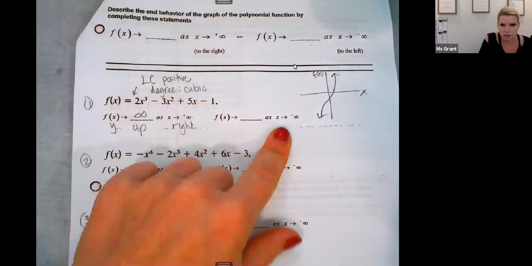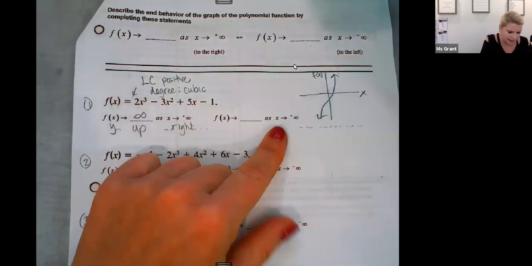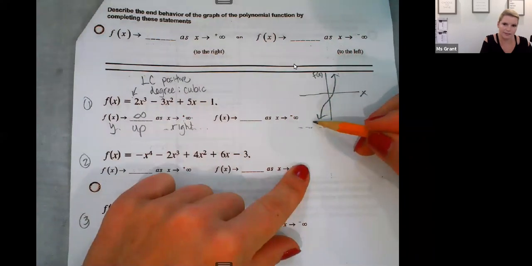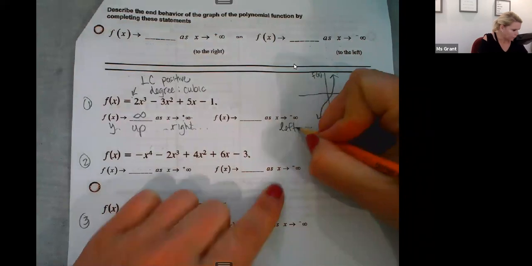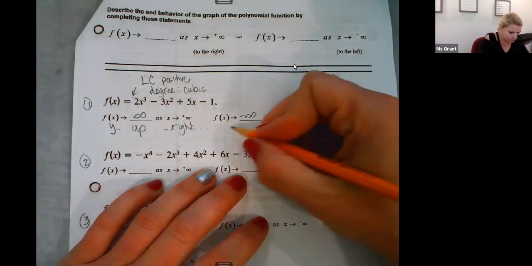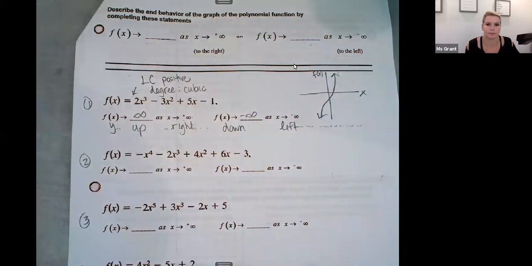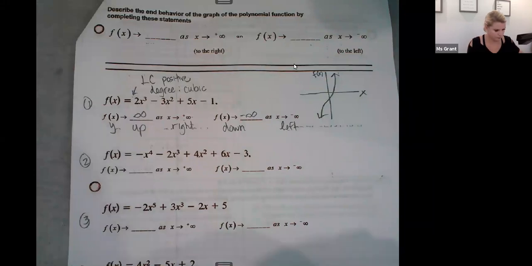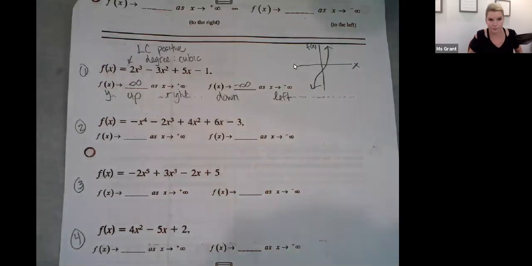Now I'm going to reverse it and look at the other end. As x approaches negative infinity, as x goes more left, left, left, my y goes down, down, down. Right? So that's basically what we're doing. We're just recapping these. There are 4 of them.